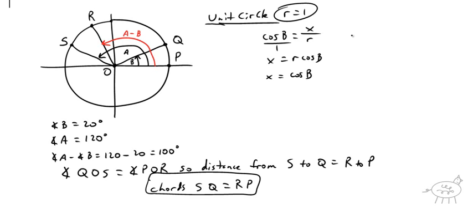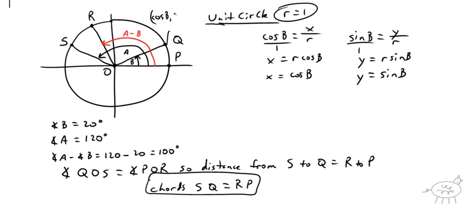I can do that for sine of B, which is equal to y over r. Cross multiplying, I get y equals r sine of B. Again, r is 1, so y is equal to sine of B. So I can put that as a coordinate for Q: cosine B, comma, sine B.